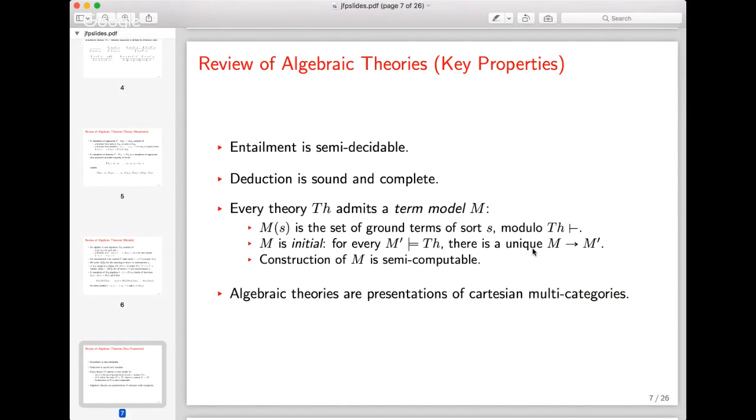And then the connection here with category theory is that these algebraic theories, these equational theories, are presentations of Cartesian multi-categories. And Cartesian multi-categories are equivalent to, but not equal to, product categories. So you can kind of think product category for everything here.